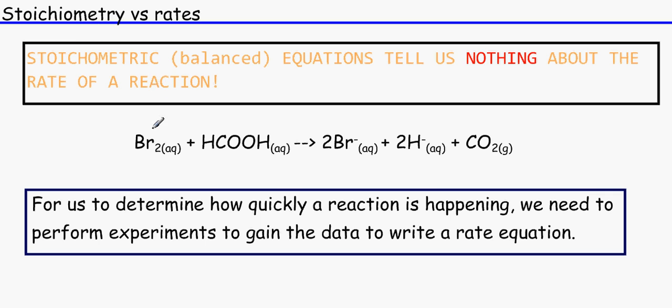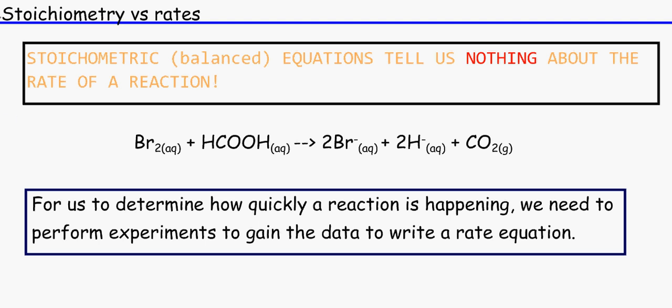So stoichiometry, if you don't know, is basically the balanced equation that we've always used in AS chemistry. So this is a stoichiometric equation, and these are no use when it comes to telling us the rate of a reaction. There is no point of having this. The only reason why we have it, you'll see later. But for us to determine how quickly a reaction is happening, we need to perform experiments to gain the data to write a rate equation.